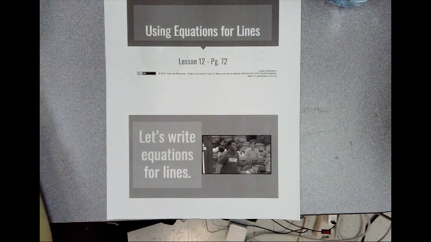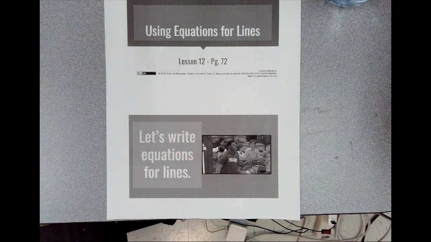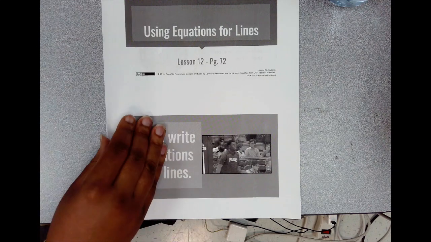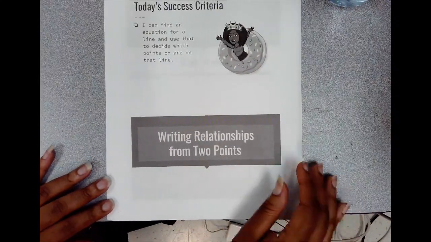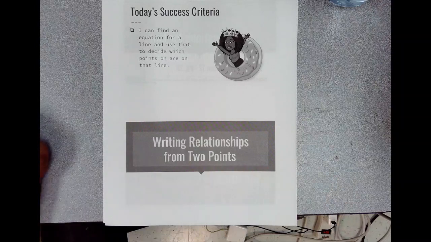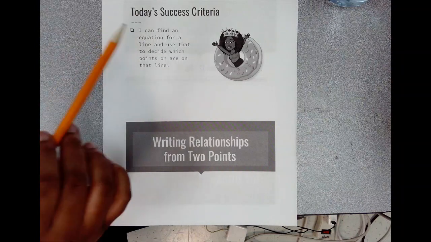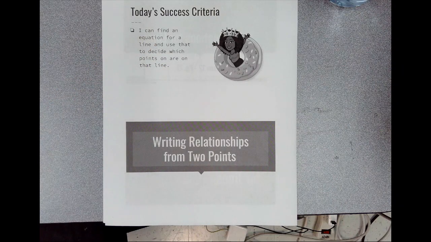Alright, like I said, we're doing lesson 12, which is using equations for lines. Our target is being able to write equations for lines that are given to us. The way we're going to measure our success criteria for today is by being able to find an equation for a line and use that to decide which points are on that line. So we're going to start off with our first activity, which is writing relationships from 2 points.